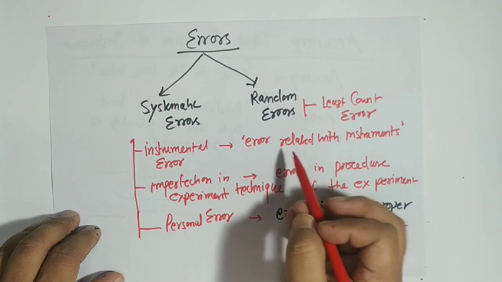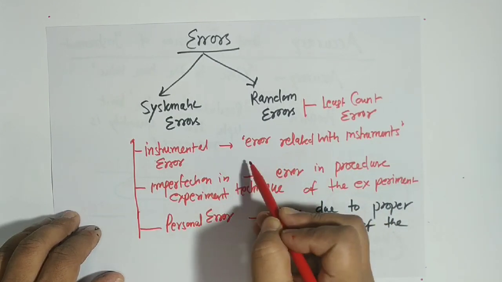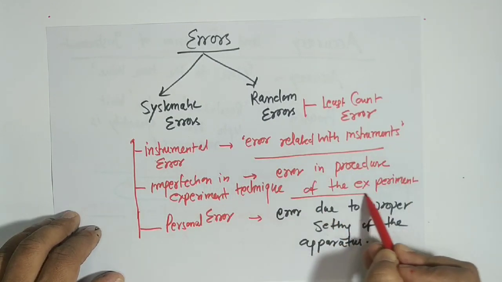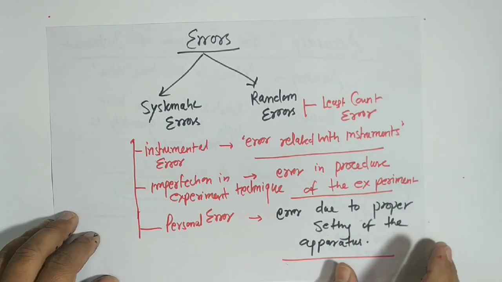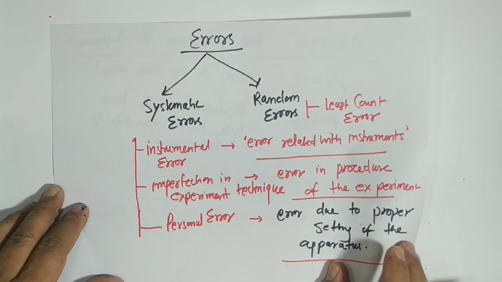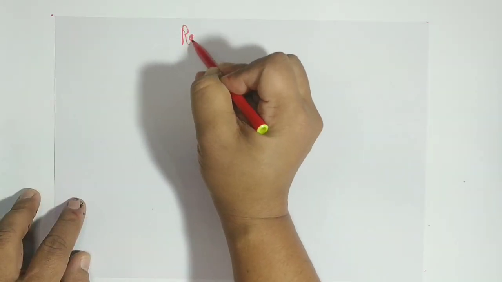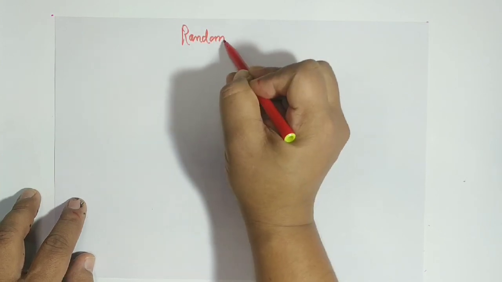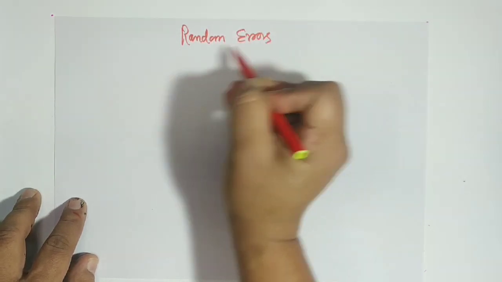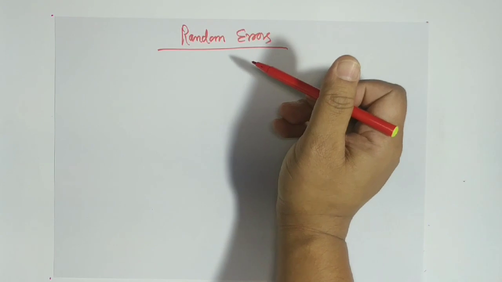So there are some errors which are instrumental error and some errors are imperfection in experimental techniques. One is personal error. There may be an error related with nature, natural errors are there. Okay, so these are the things. Then further, I am going to talk about the random error. Now random error, if I say random, it means repeatedly you are getting an error and you don't know the cause.